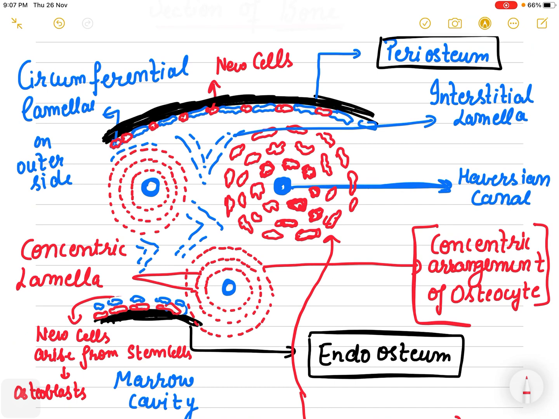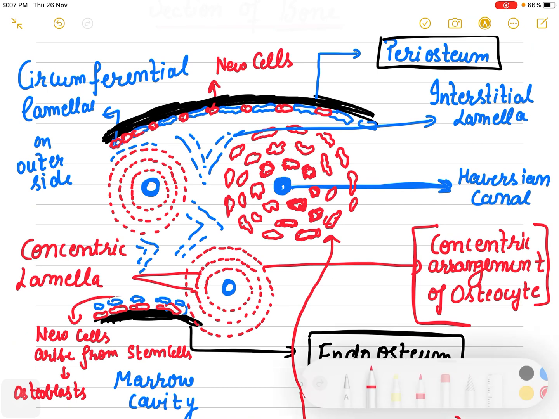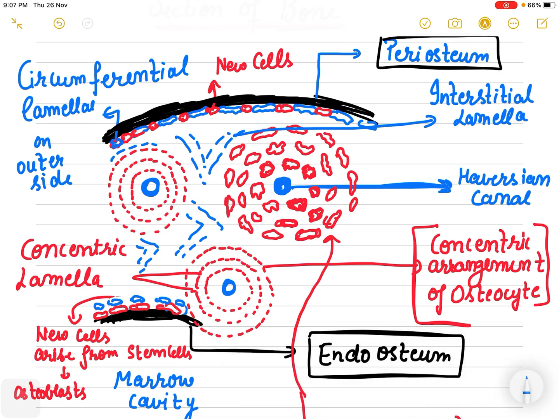And these are present all over. Here on the surface, let's draw it with blue only. Here on the surface there are cells, just on the outer side. These outer cells are called circumferential lamella, which are present on the outer side.